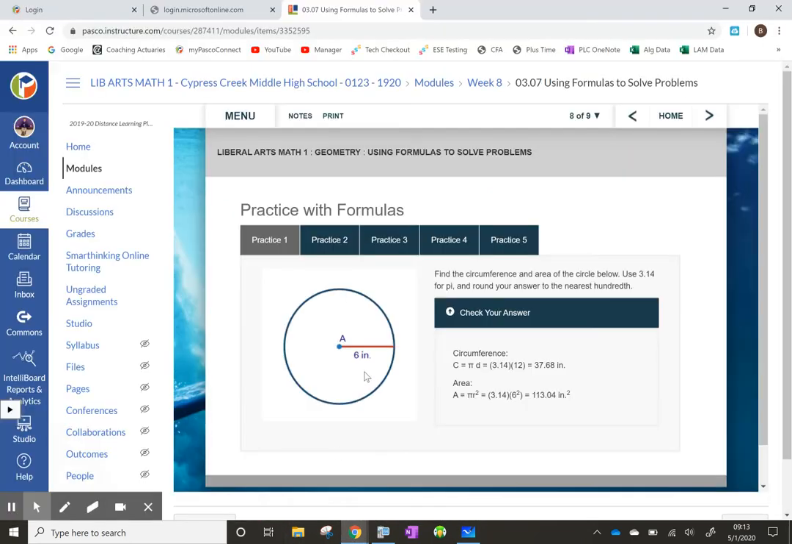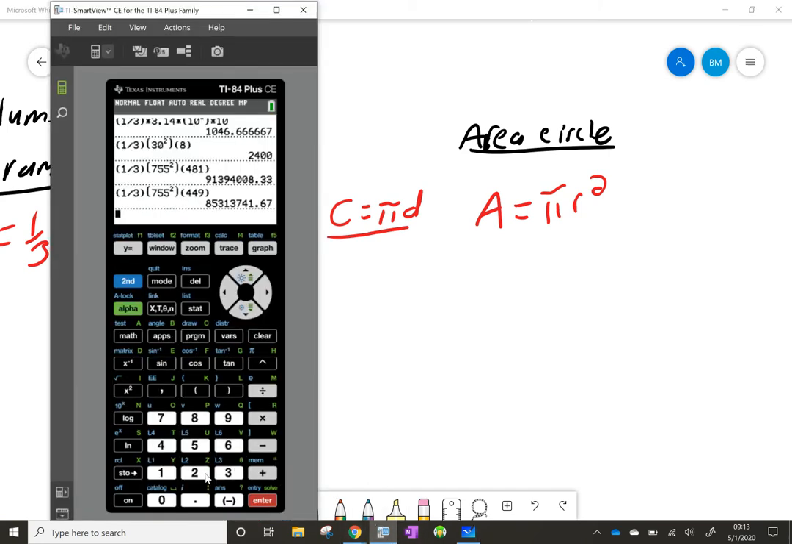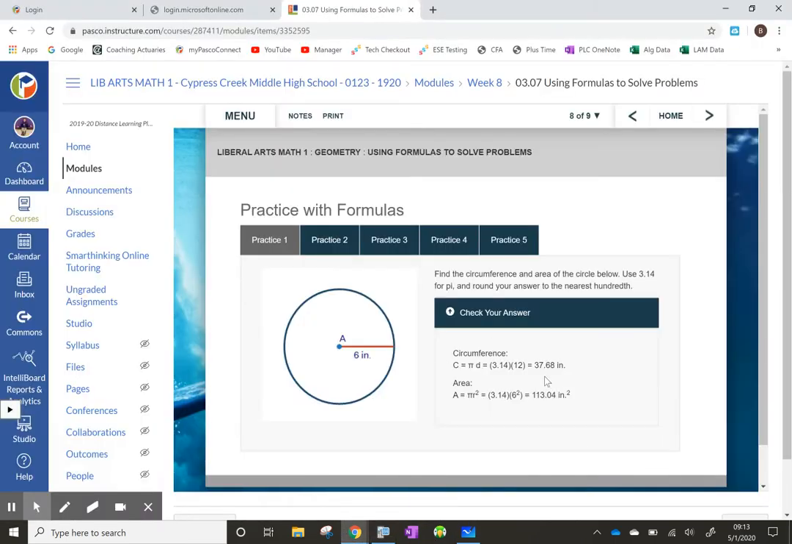So if we wanted to do it with this problem, the radius is 6. For circumference, you would do C equals 2 pi times 6, which is simply 2 times 6, which is 12. So 12 times pi, we just type that in our calculator pretty easily. 3.14 times 12 is equal to 37.68, which is what they get.